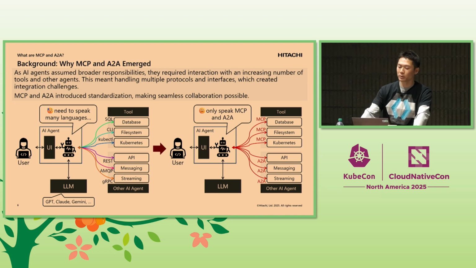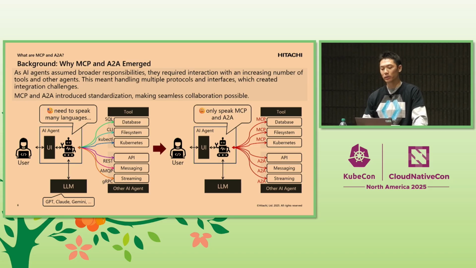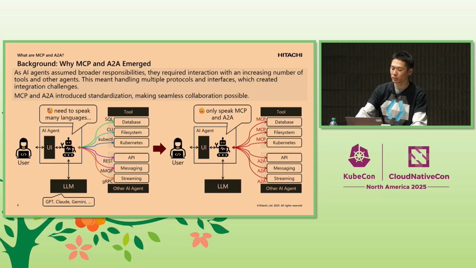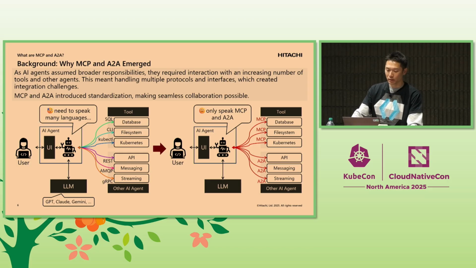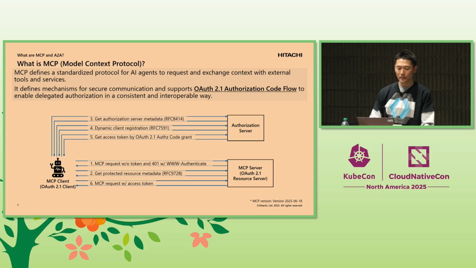As the responsibilities of AI agents increased, they needed to communicate with a wide variety of protocols such as SQL, CLIs, REST APIs, and many others. This diversity made integration complicated and often inconsistent. To address this, MCP and A2A were introduced to bring standardization. By adopting these standard protocols, we can reduce the need for custom adapters and make interoperability much easier and more reliable. So first, what is MCP?